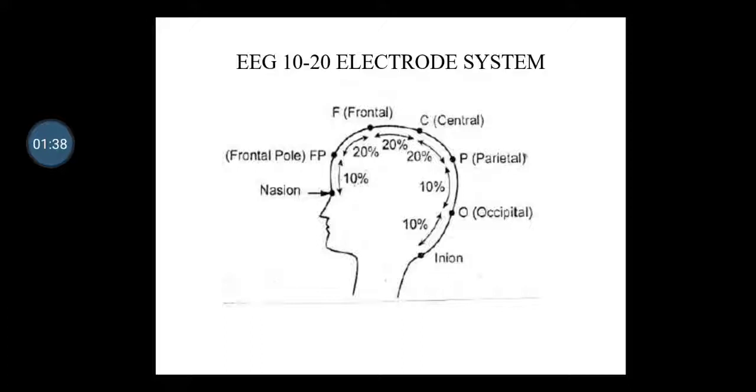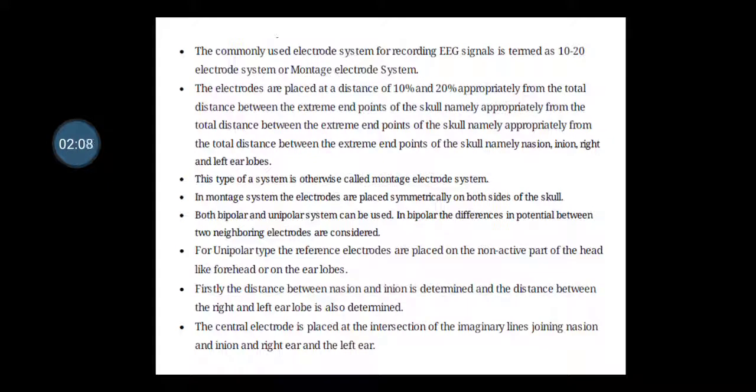This is the pictorial representation of the 10-20 electrode system. Here the electrodes are placed at 10% and 20% distances as shown in the figure. The first electrode is placed at 10%, and the next electrode is placed 20% apart, then 20 and then 10. Depending upon our requirement, the electrodes are placed at 10 and 20% displacement. Now we are going to see the working of the 10-20 electrode system.